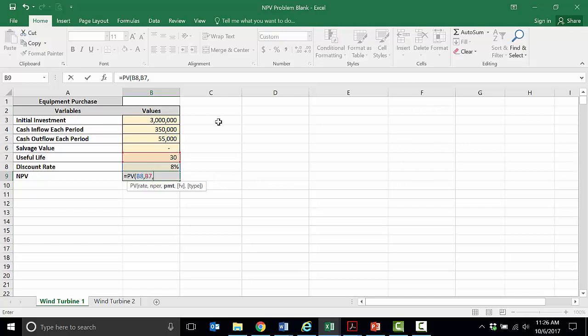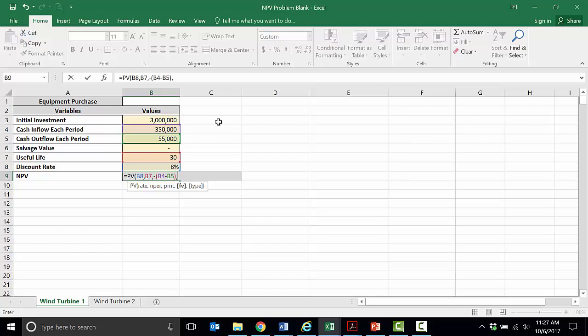So in order for Excel to make our present value positive, we want to make our total payments negative. So I'm going to start with a negative sign, and then I'm going to use a parentheses, because now we want to calculate our net cash flows each period. Before we had just dealt with cash inflows, now we have cash inflows minus cash outflows. So I'm going to select those cells. I have my cash inflows minus my cash outflows. This gives me a positive amount of $295,000 each period. I want to make that number negative though in total to make my present value positive.